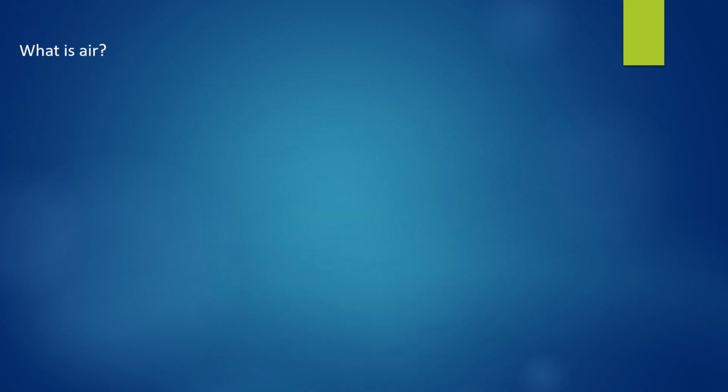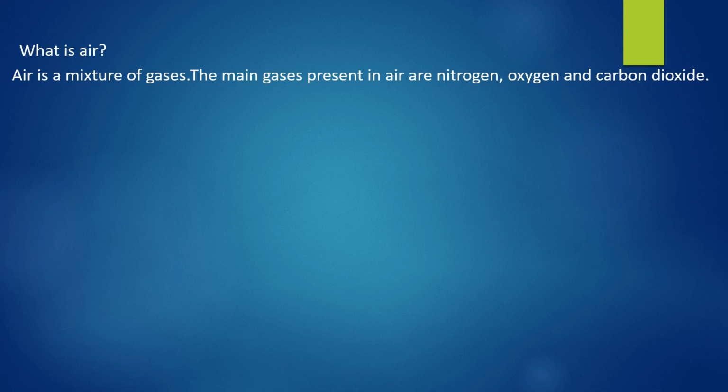What is air? We are going to learn about that. Air is a mixture of gases. So air is a mixture. There are plenty of gases. The main gases present in air are nitrogen, oxygen, and carbon dioxide. The two gases in us are oxygen and carbon dioxide. We breathe in oxygen from trees and we breathe out carbon dioxide from our body for the plants. Then nitrogen is also present in air. So these are the three main gases present in the air.